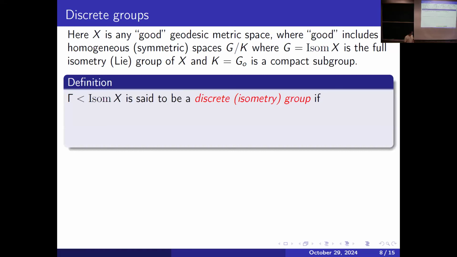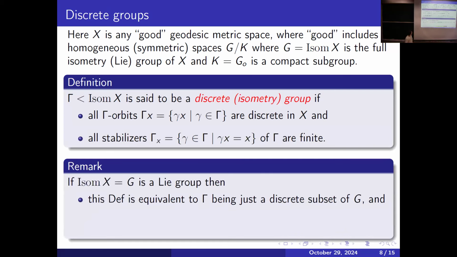So by definition, a subgroup gamma is said to be a discrete isometry group, or a discrete group of isometries, or sometimes it is said the discrete group of motions of X, if all gamma orbits, gamma X, are discrete in the space X and all stabilizers are finite.